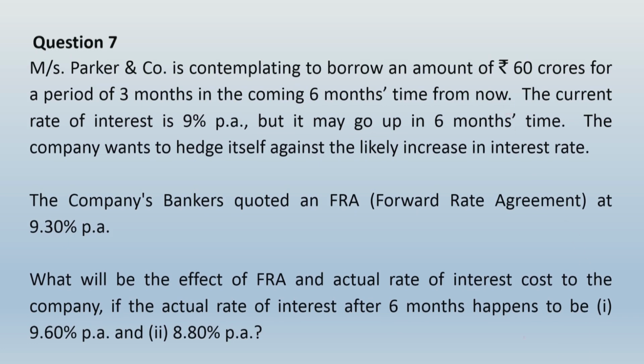So in the question, the rate of interest quoted by bank is 9% and the reference rate at one place is given as 9.6% and at other place it is given as 8.8%, and we have agreed to borrow at 9. So if the reference rate is 9.6%, obviously we will make gain, and if the reference rate is 8.8%, we will incur loss. So let us see how to present the solution.